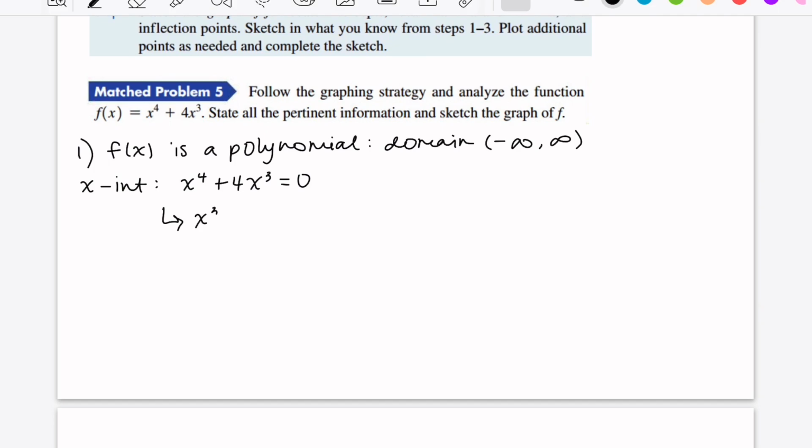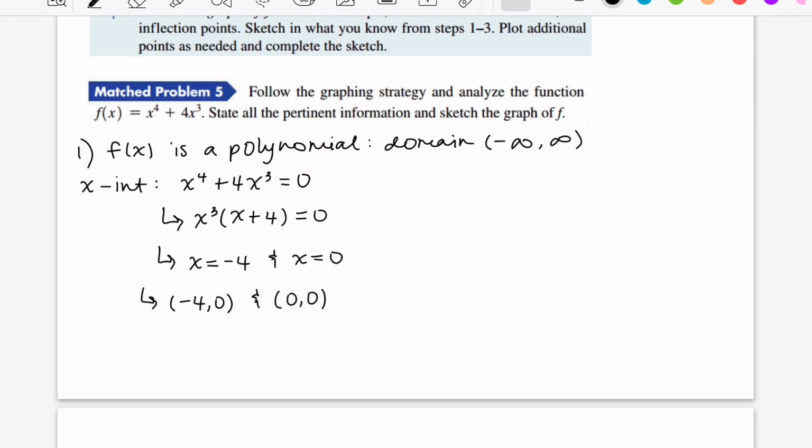So in this case, we can factor out an x cubed, and so we get x plus 4. So then this tells us that our function will equal 0 when x is equal to negative 4 and 0. So our x-intercepts are (negative 4, 0) and (0, 0).